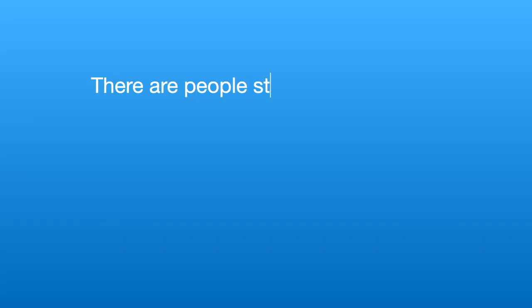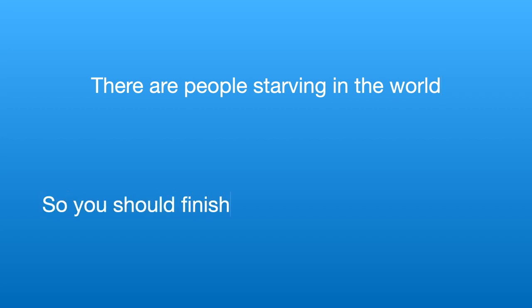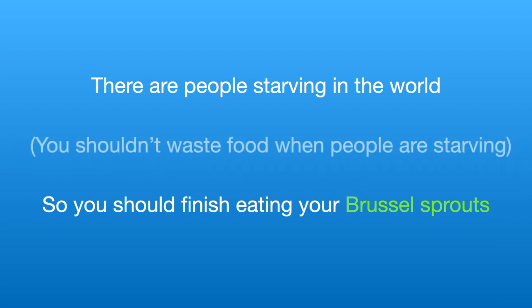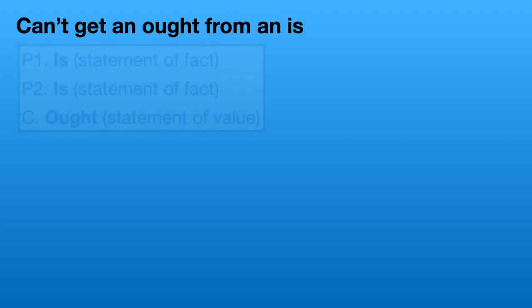Think of every time a parent has said to their child, "There are people starving in the world, so you should finish eating your Brussels sprouts." According to Hume, this argument makes an unjustifiable logical step, from an is to an ought. Now, in reality, when someone says this, there is a hidden premise, something like, you shouldn't waste food when people are starving. But this is not a fact found in the world. This is a value we're placing onto the world. It comes from us. Without it, this argument simply does not work. Why? Because you cannot get an ought from an is.